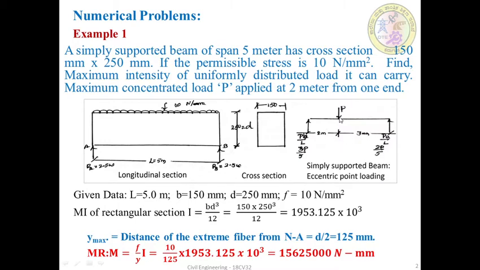So the maximum moment occurs under this loading. The load is at a distance of 2 meters from the left support. So moment is nothing but force into perpendicular distance. The perpendicular distance is 2 meters. The force is equal to this much. We get 3P divided by 5 at the left and 2P divided by 5 at the right.